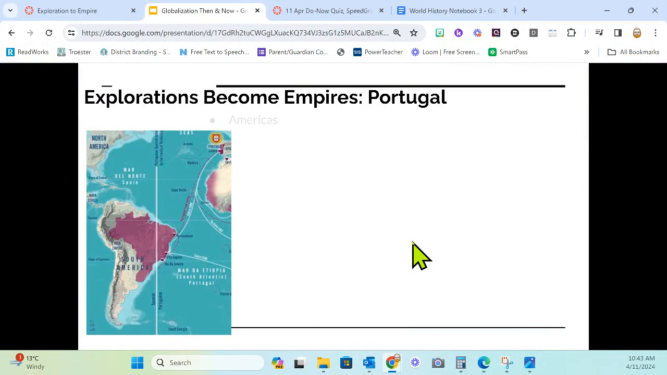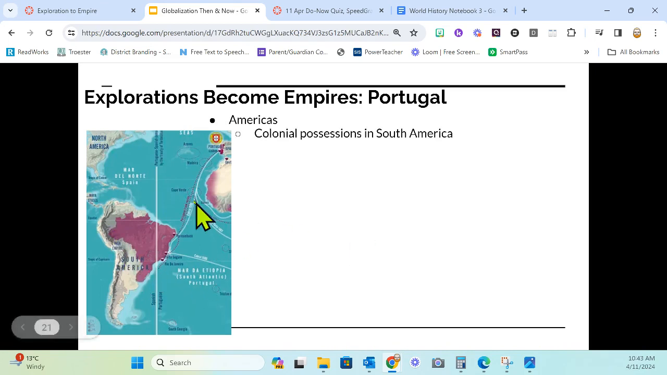Now, looking at that third area of empire, as I mentioned, the Americas are different. Portugal's colonial possessions in the Americas essentially overlap with current Brazil, and that's why Brazil is kind of the standout in Latin America as a Portuguese-speaking country rather than a Spanish-speaking country.